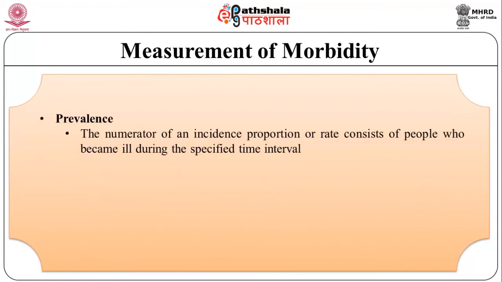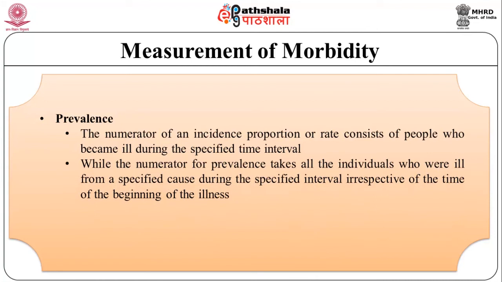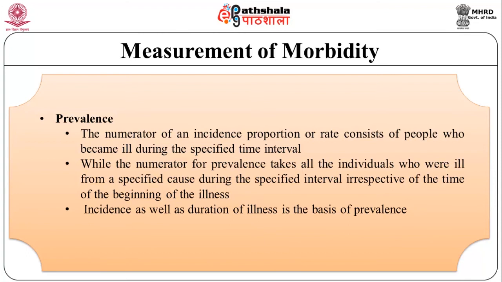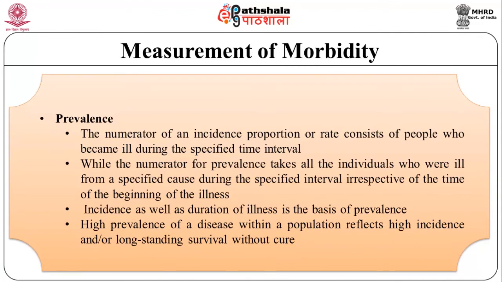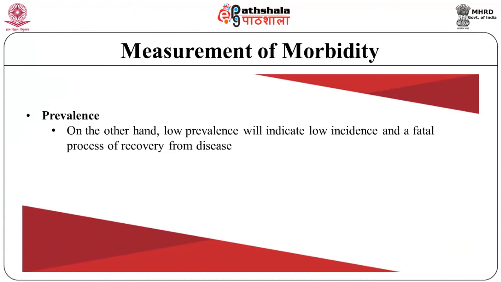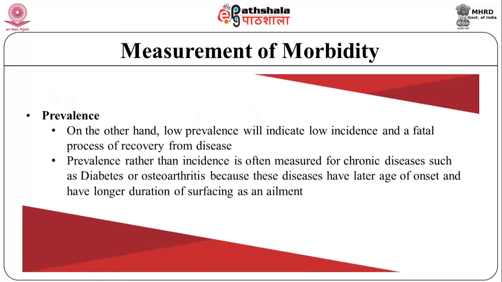The numerator of an incidence proportion or rate consists of people who became ill during the specified time interval, while the numerator for prevalence takes all the individuals who were ill from a specified cause during the specified interval, irrespective of the time of the beginning of the illness. Incidence as well as duration of illness is the basis of prevalence. High prevalence of a disease within a population reflects high incidence and/or long-standing survival without cure. On the other hand, low prevalence will indicate low incidence and a fatal process or rapid recovery from disease.